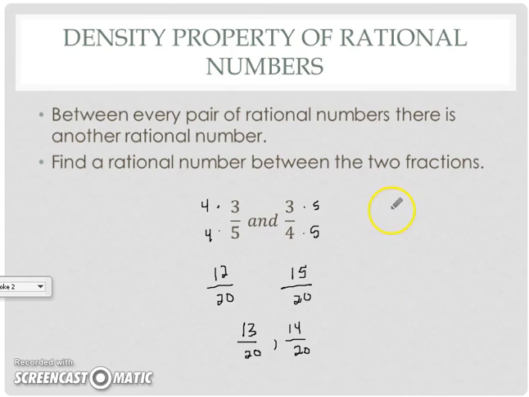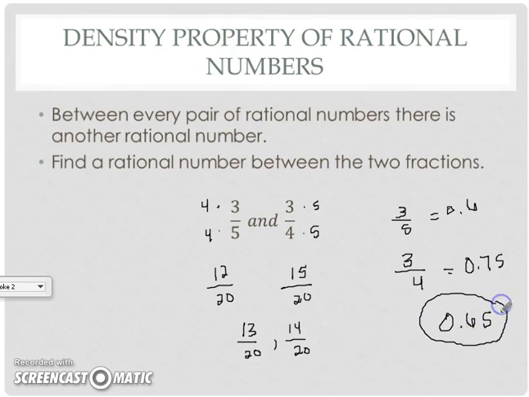If instead you converted it to a decimal, so again, 3 divided by 5 to get your decimal, that 3/5 is equivalent to 0.6, and 3/4 is equivalent to 0.75. You could choose any number between there. There's an infinite number of decimals between those two. I would just choose a simple one. So between 0.6 and 0.75, you could choose 0.65, for example. That would be a decimal, a rational number between those two.